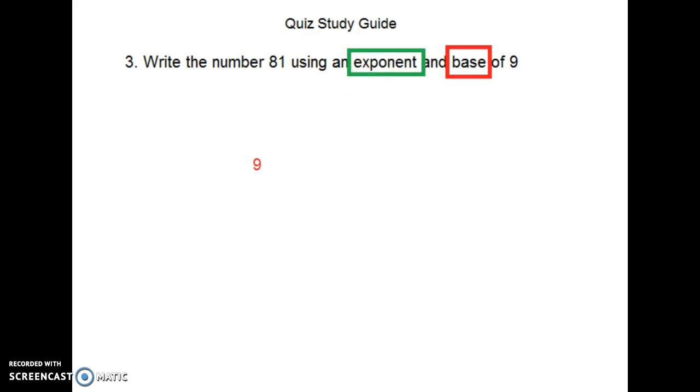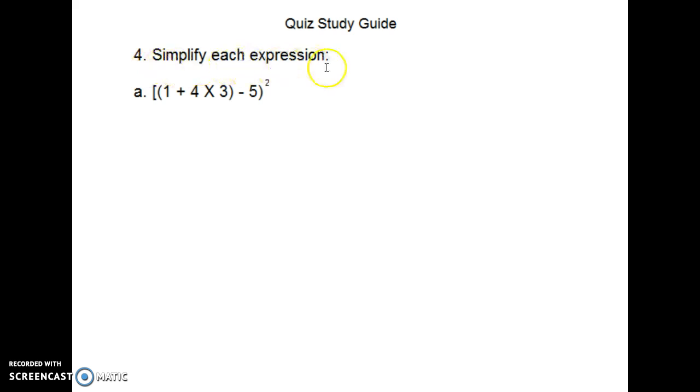So what is our small number going to be? That's what you need to figure out. 9 times what equals 81? That's my clue for you guys. Hopefully you get this. All right, simplify each expression for number 4.